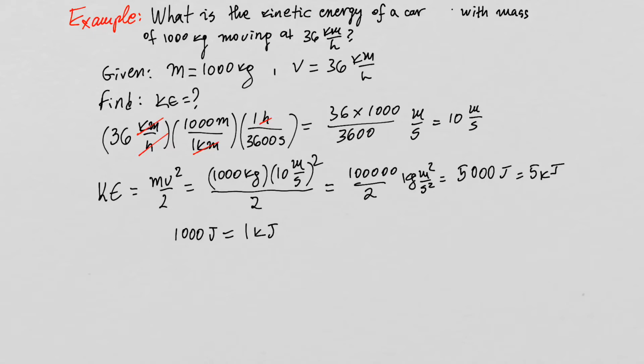A quick correction. 1,000 times 100 is equal to 100,000 divided by 2. That is equal to 50,000, not 5,000. So 50,000 here. And this is not 5 kilojoules, it is equal to 50 kilojoules. Here you go. So that is the kinetic energy of the moving car.